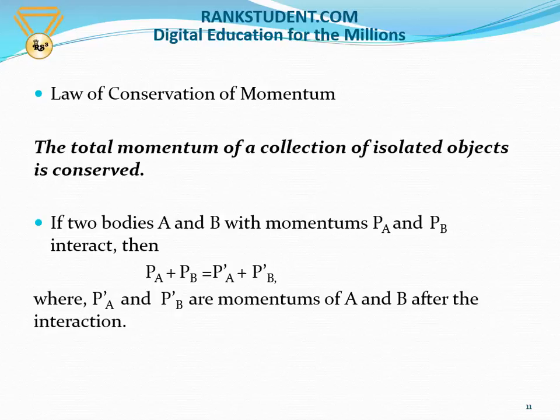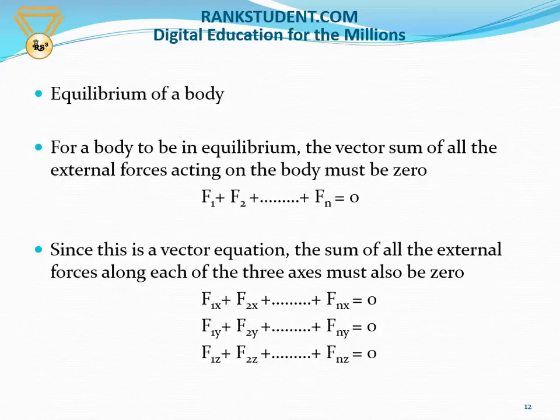If two bodies A and B with momentums PA and PB interact, then PA plus PB equals PA prime plus PB prime, where PA prime and PB prime are momentums of A and B after the interaction.